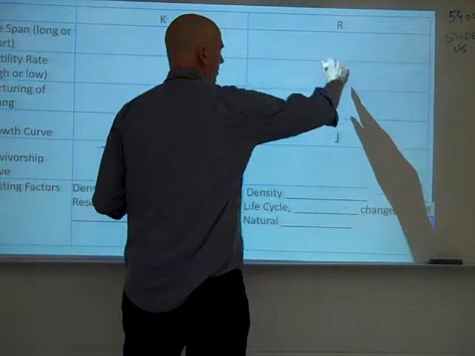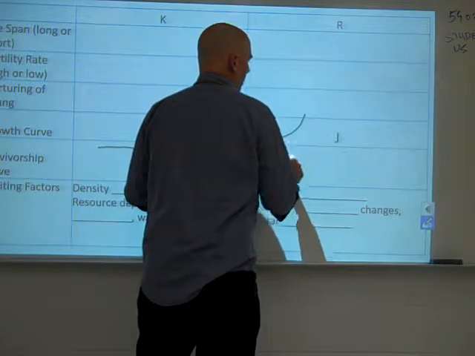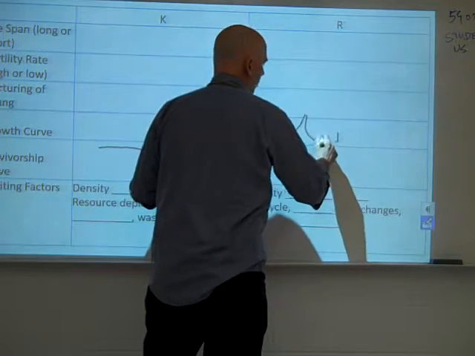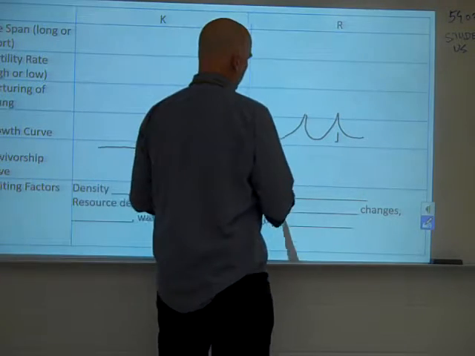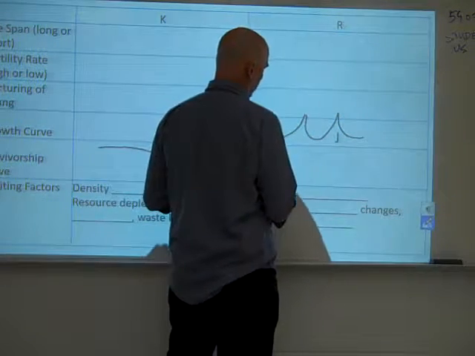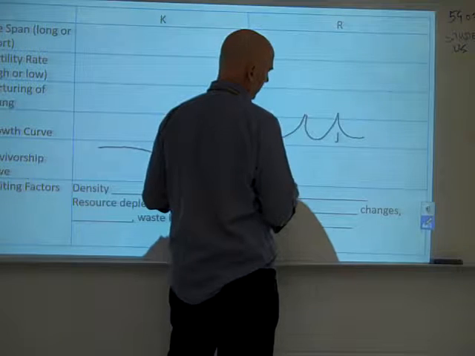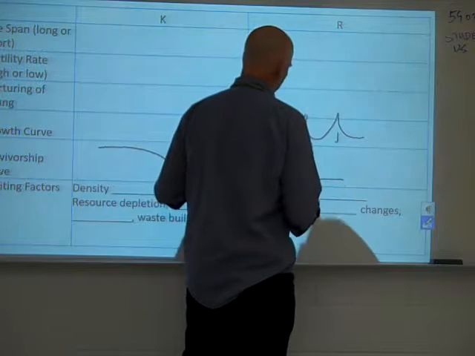So they tend to have a J-shaped growth curve where their population numbers grow way up, and then they drop way off, and they go back up again. As I mentioned, they will have a low survivorship when they're young, but if they make it, they tend to live a long time.